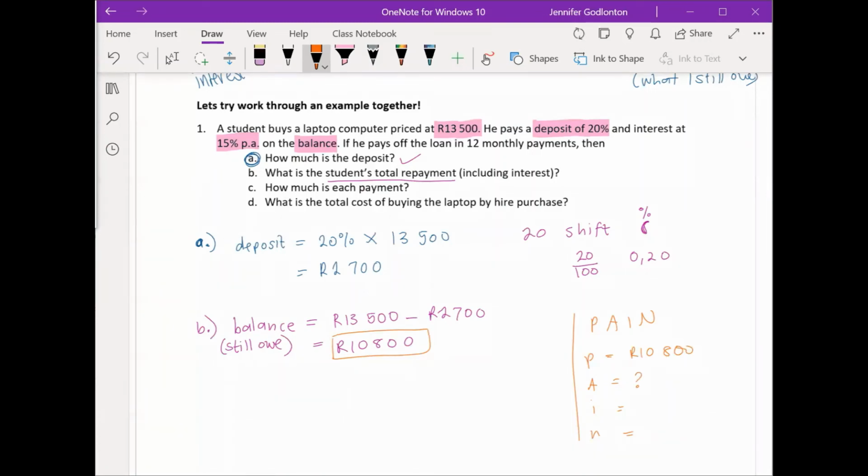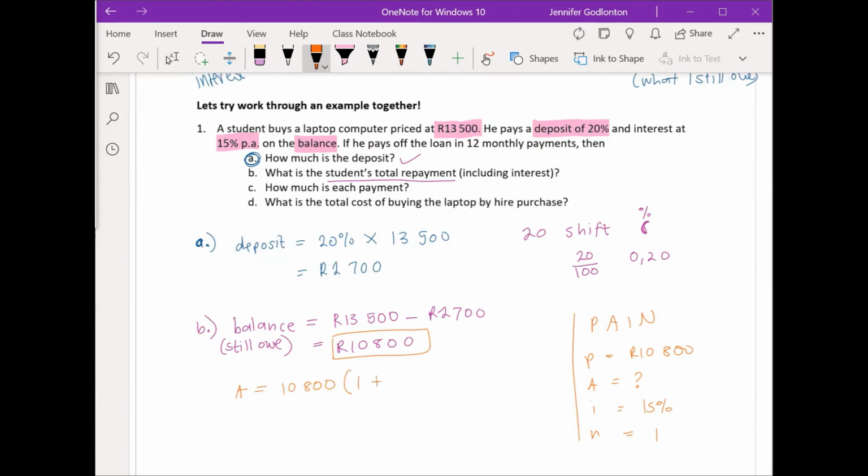A, we don't know. What's I? You can tell me what I is. You can write it in the chat if you don't feel like saying it. 15%. Yes, beautiful, 15%. Okay, and now N, if he's paying this off over 12 months, how many years is 12 months? 1 year. Beautiful.